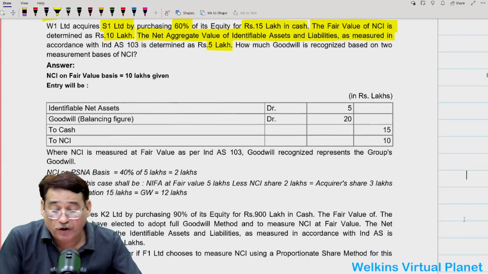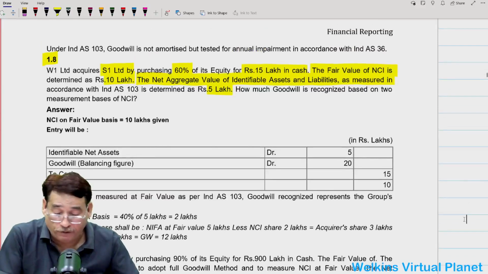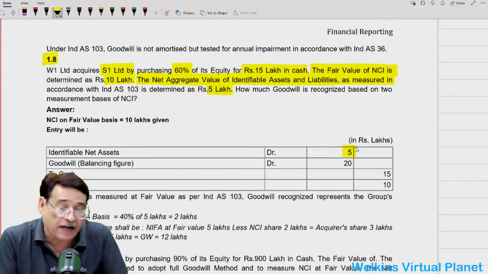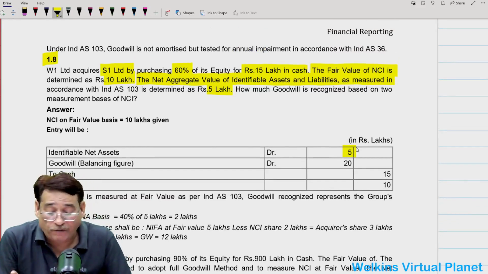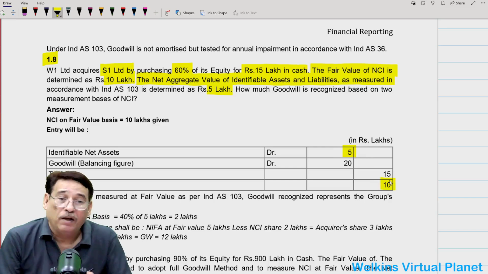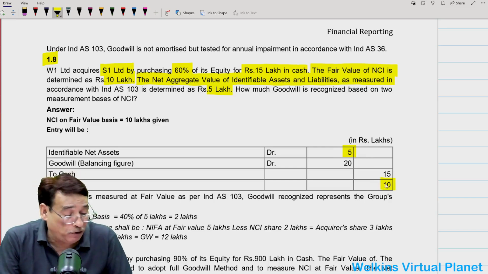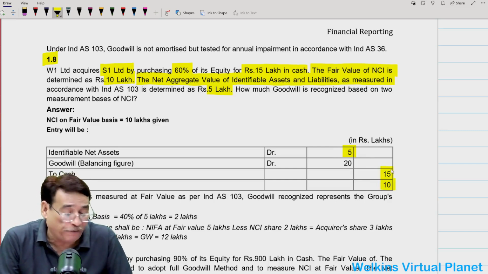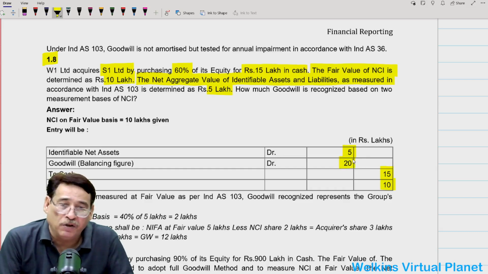So, if you are going to pass the entry, you have to be careful. First of all, write the amount of identifiable assets. Net identifiable asset is equal to 5 lakh. Now, the NCI value is given as 10 lakh. NCI on fair value basis is equal to 10 lakh. Is it clear to you? And now we are paying a consideration of 15 lakh. So the difference will be equal to goodwill. Is it clear to you or not?